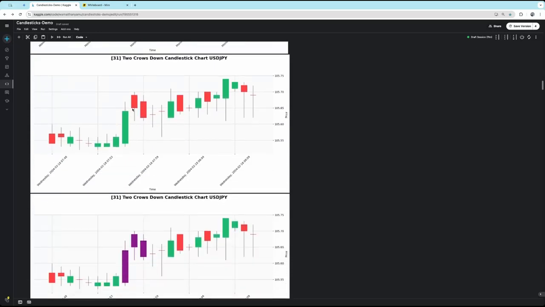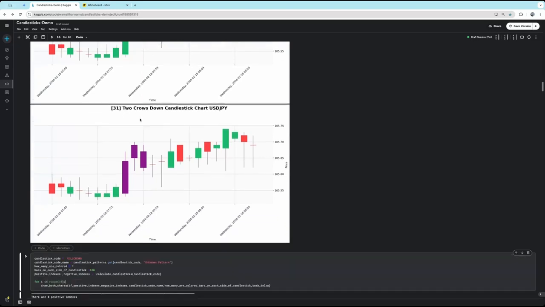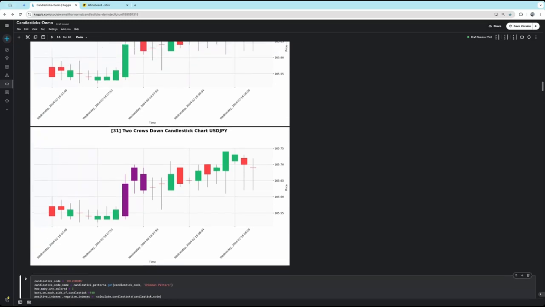Lastly, we have a green candle, followed by a gap with 2 reds after it. The last candle opens within the red body and closes inside the green body's range. Here's an exercise for you. Can you spot the 2 crows pattern?